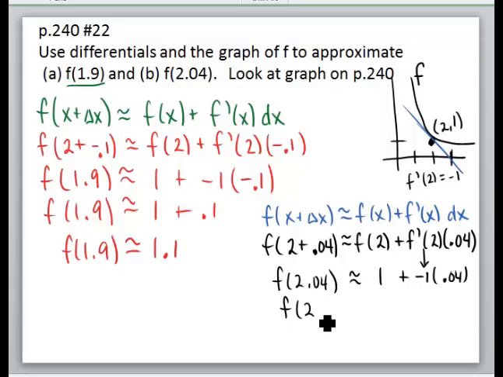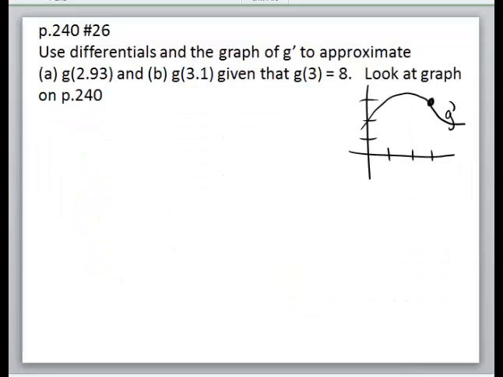What I now can say is that f of 2.04 is approximately equal to 1 plus negative 0.04, which would be approximately 0.96. Continuing on, we're going to do another problem like this.